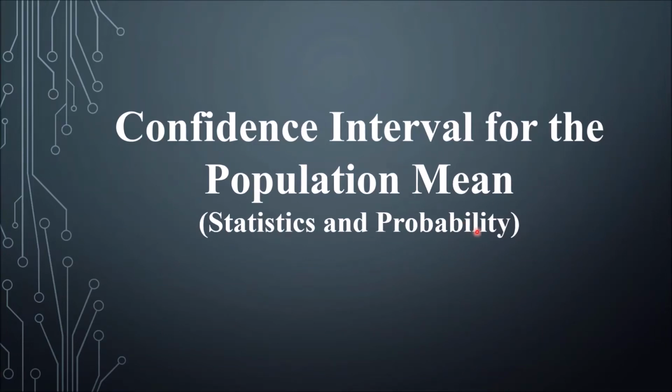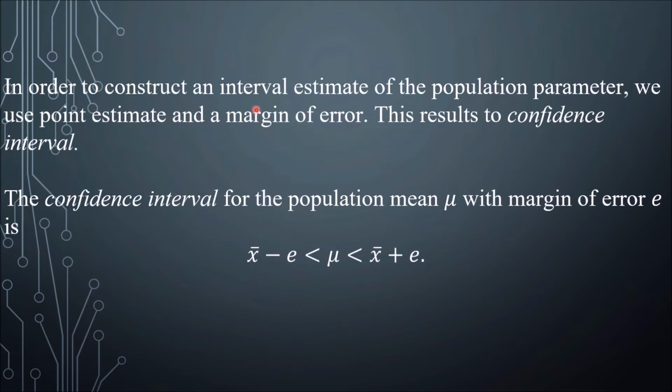Confidence interval for the population mean. In order to construct an interval estimate of the population parameter, we use the point estimate and a margin of error. This results in a confidence interval. The confidence interval for the population mean mu with the margin of error E is this one: sample mean minus the margin of error is less than population mean is less than sample mean plus margin of error.